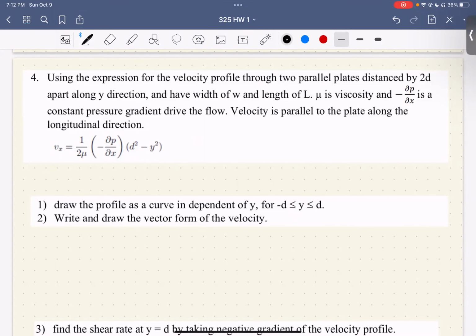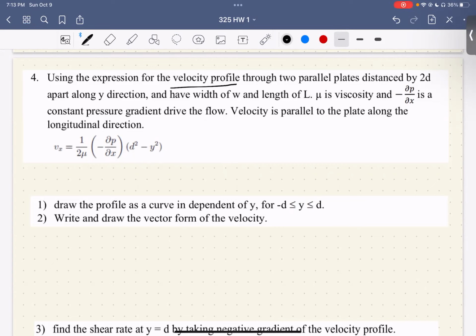Okay, and this brings us to our final question, question number 4. It gives us an expression for the velocity profile. Now let's go through this carefully. I know it's a lot of text, but if you read through the question really carefully, you can see that you do have all the information you need. So let's try working through this together.